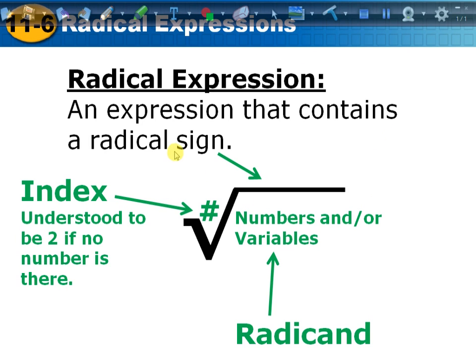A radical expression is the expression that contains a radical sign. You guys are used to seeing these as a square root, but it's actually a radical symbol. They're not all square roots, and we'll look at that in part B. So right here, if there's a little number, it's called the index, and if there's no number there, it's an understood 2. The number and variables underneath the radical symbol is what's called the radicand. Again, this is the radical sign, and the whole thing is a radical expression.